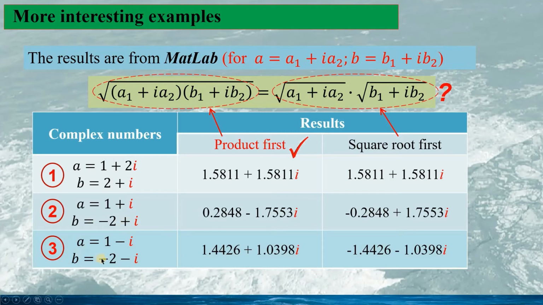And in the second and the third examples, we can see these two different expressions would give different results. Compare this and this, this and this. Obviously, the first example is correct, and the second and the third examples are incorrect. Here, we must note that in the calculation, the way of calculating the square root by the product first is always correct, while the square root first might not be correct.